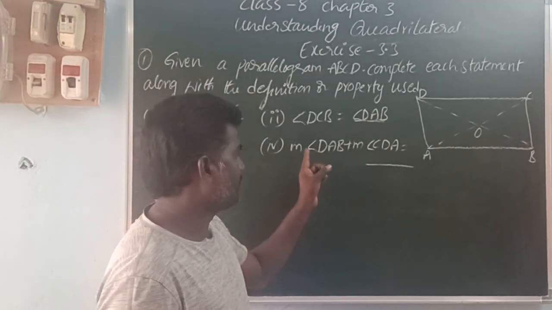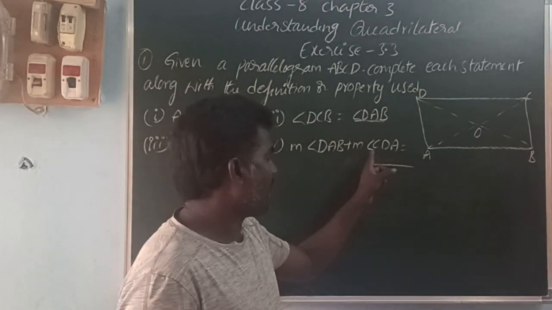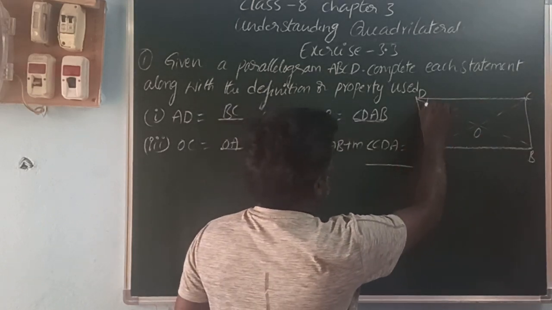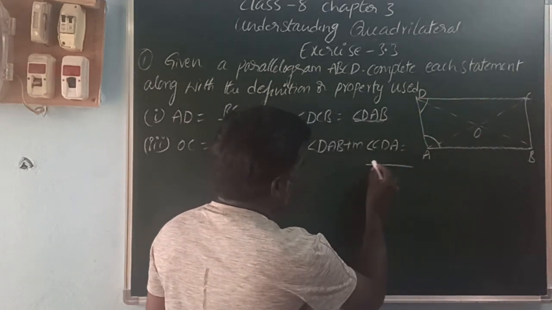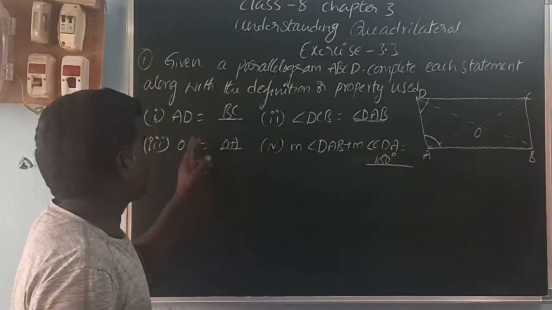Next, angle DAB is equal to angle CDA. That means these two are adjacent angles. The sum of adjacent angles in a parallelogram is how much? 180 degrees.